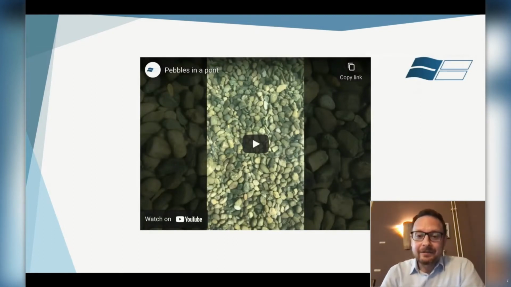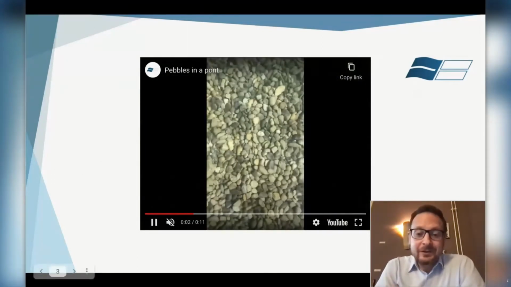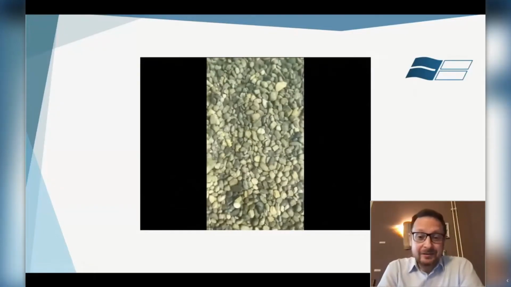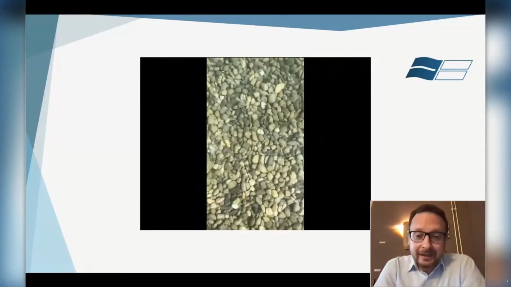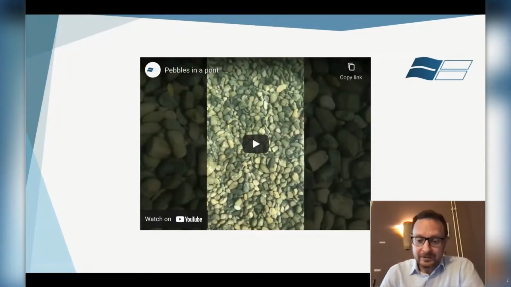We are addressing a fundamental topic in optics. How do you compensate for dynamic aberrations? How do you image pebbles on the bottom of a pond, like we see here? Is there a way of optically removing the water?